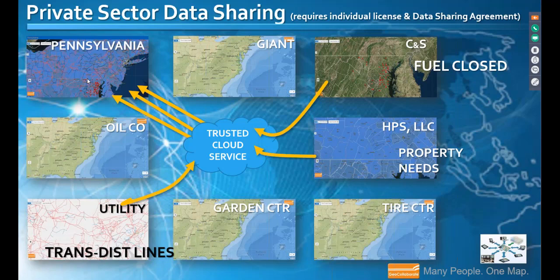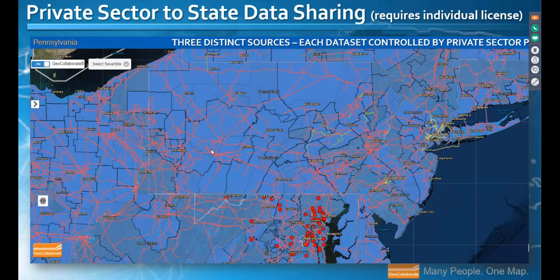And I can blow that up here just for an example. Here are the transmission distribution lines, and then you have the power out locations for fuel in Maryland and Northern Virginia, and then you have the counties that are highlighted that this property manager might need assistance with. So that's three separate data sets going into one collaborative common operating picture right into GeoCollaborate for Pennsylvania. And this can be duplicated and replicated everywhere, right? Any company that has any data can offer their data up.